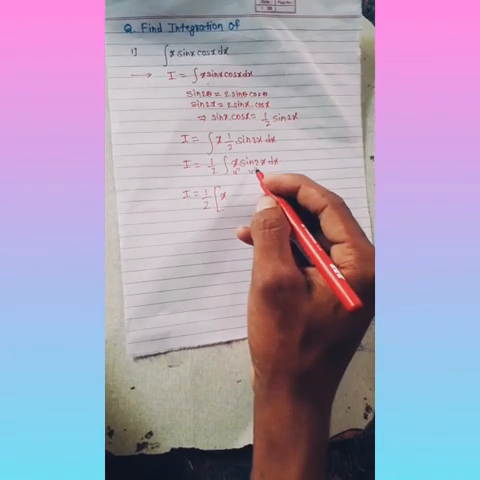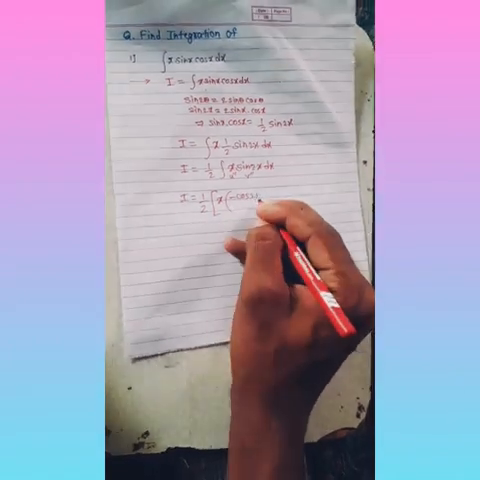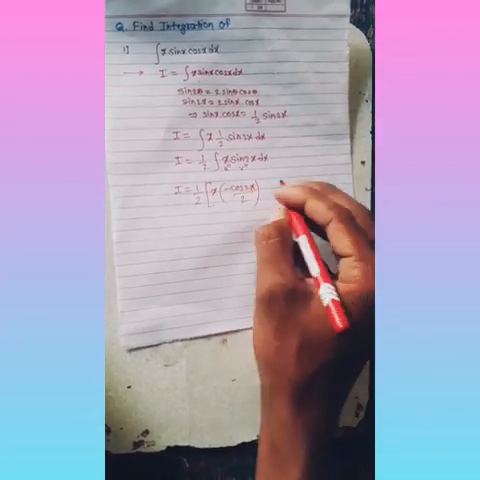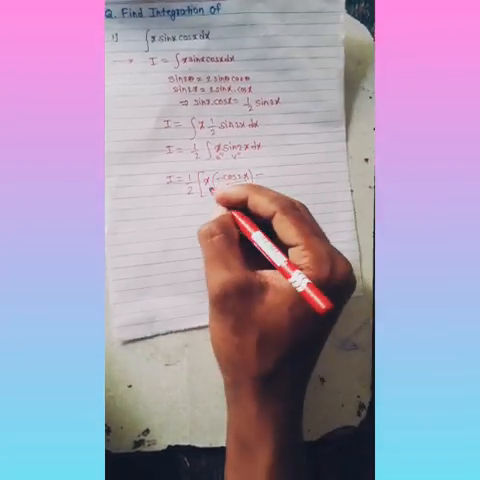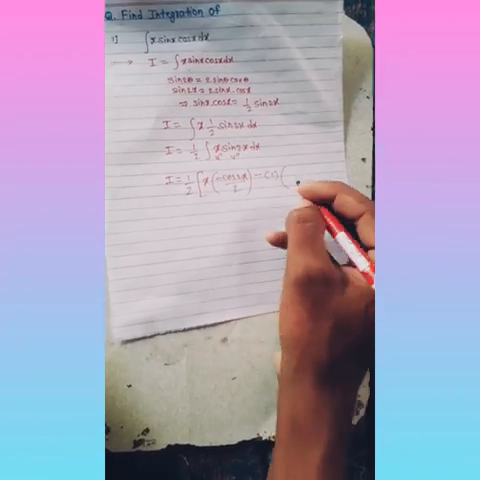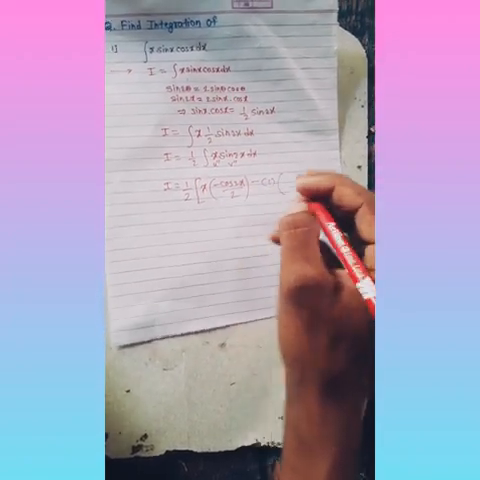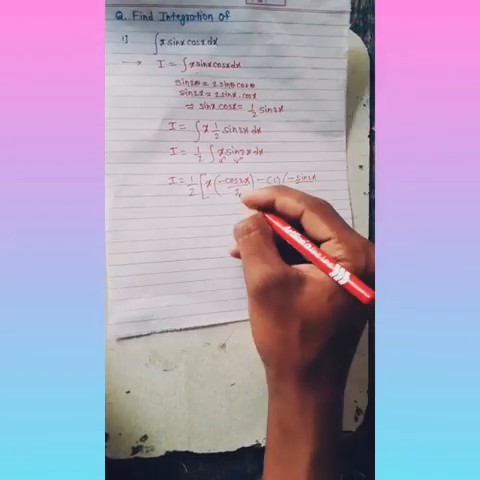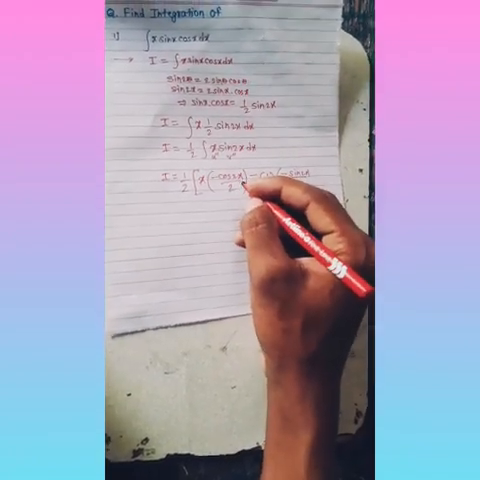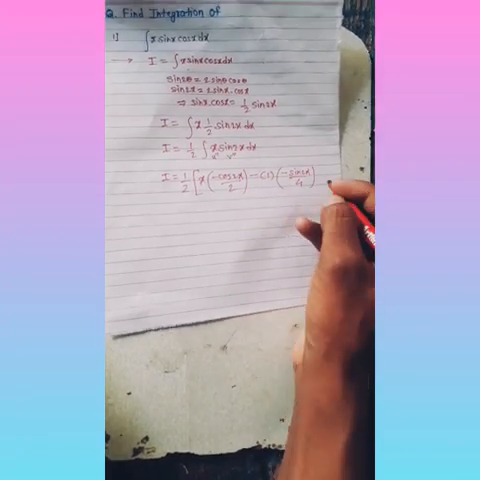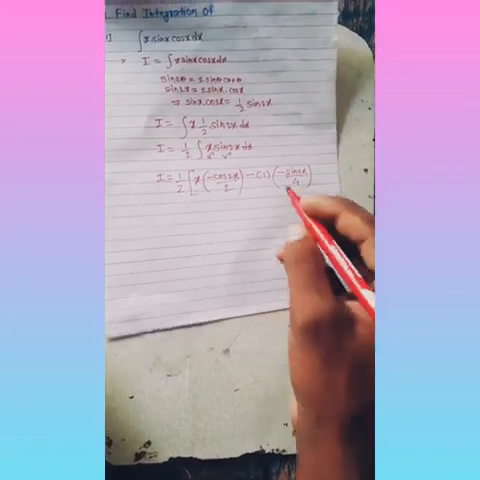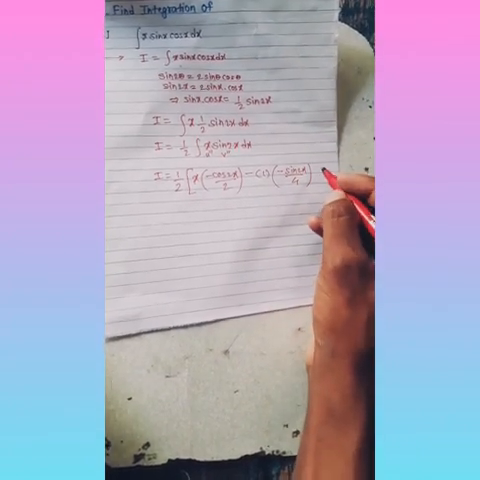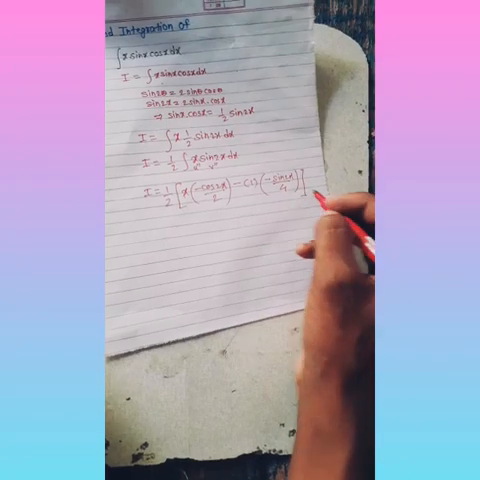Then the integration of the second term: the integration of sin 2x will be minus cos 2x upon 2, the derivative of the inner part. Then there will be a minus sign, and the derivative of x will be 1. After that, the integration of minus cos 2x upon 2 will be minus, as it is, sin 2x upon 2 into 2, which is 4. Further, the derivative of 1 will be 0, so further steps are not needed here. Closing the bracket.